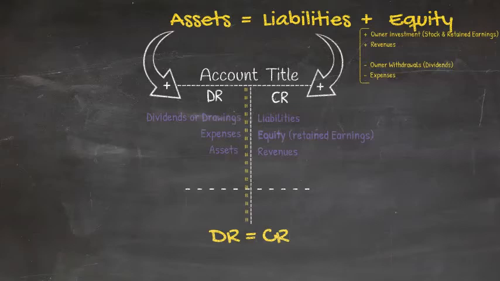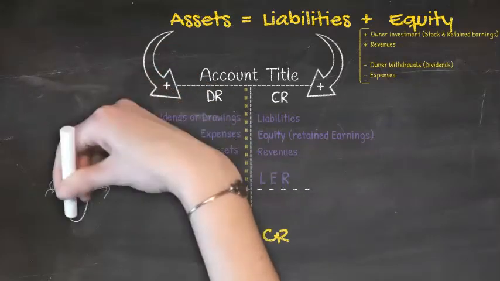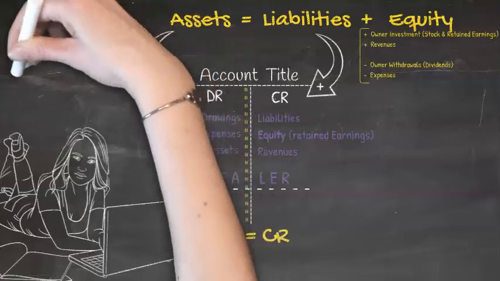So what we're left with is assets, drawings, and expenses on the left debit side, and liabilities, equities, and revenues on the right credit side. Over the years, I've seen an awful lot of exam papers with the dealer scrawled in the margin, D-E-A-L-E-R.